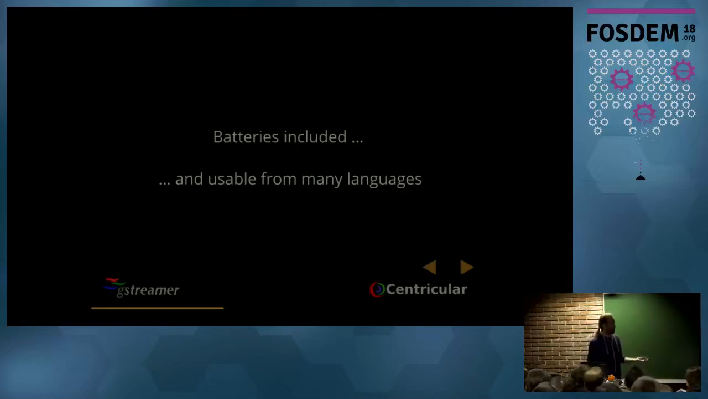The other thing is GStreamer itself is completely written in C at this point, but nobody wants to write C. So we provide bindings for many other languages like Python, C#, C++, Java, Go, D, and also Rust. I wouldn't be here otherwise.